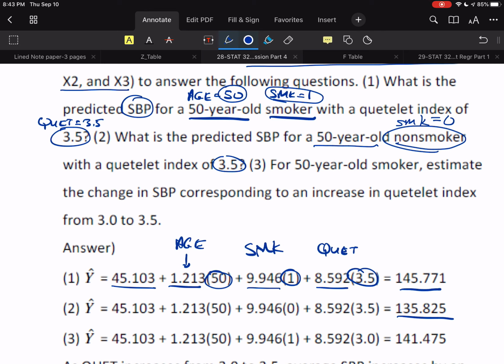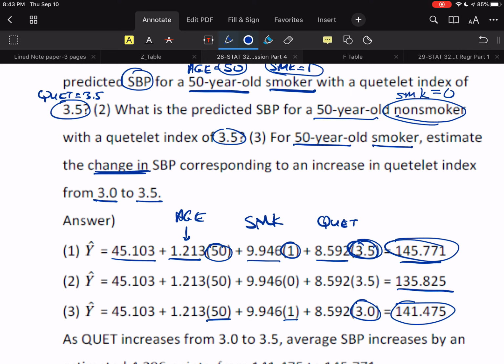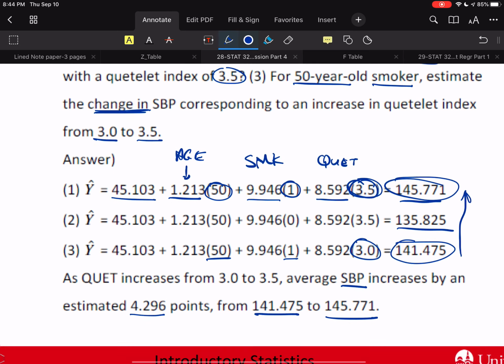And so now the third question is, for a 50-year-old smoker, estimate the change in systolic blood pressure corresponding to an increase in the QIT index from 3 to 3.5. We already have the 3.5, so we already have this value. So what we need is the 3.0, smoker, 50. We get this, and so the difference is going to be from 3 to 3.5. The SBP increases, right? It goes up from 141.4 to 145.7. So that's by an estimated 4.296 points from here to here, okay? So that's how we answer that.